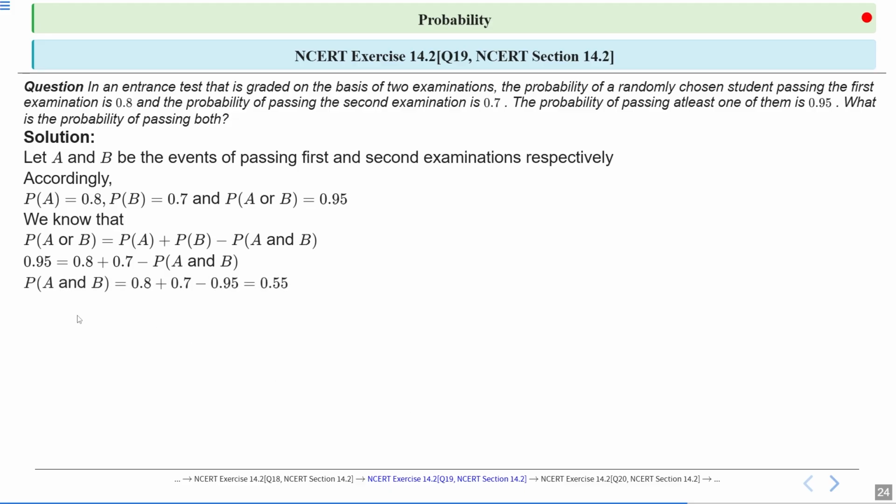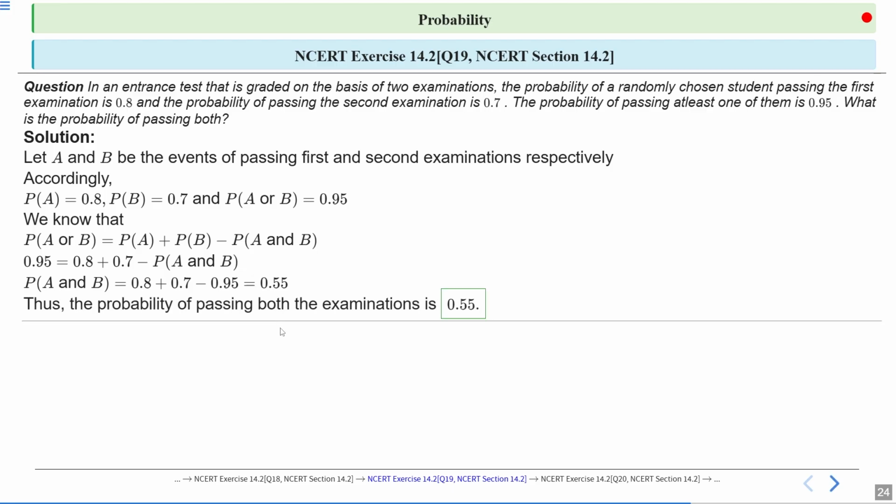So it implies probability of A and B is equal to 0.8 plus 0.7 minus 0.95, and this is nothing but equal to 0.55. So probability of A and B is equal to 0.55. Thus the probability of passing both the examinations is 0.55. So this is our answer. So our answer will be 0.55. I hope it is clear to all of you. So now let us move to the next question.